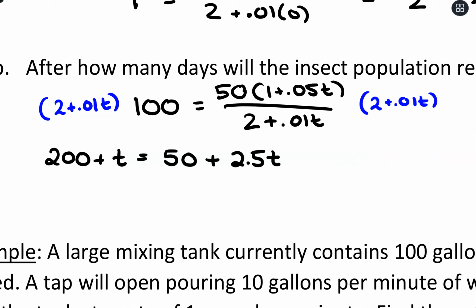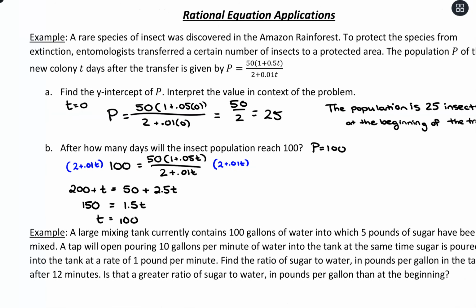I'm going to subtract 50 from both sides and subtract t from both sides. So that'll be 1.5t. Divide by 1.5, so 150 divided by 1.5 will be 100. So the population will be 100 after 100 days. There's a little work we can do there with a rational equation that's given to us.